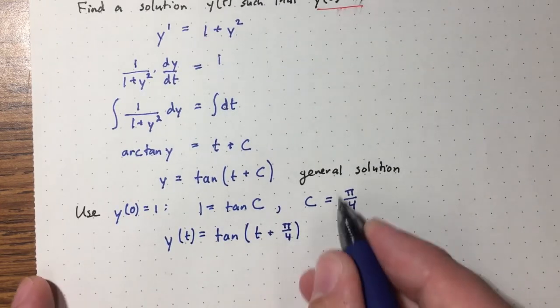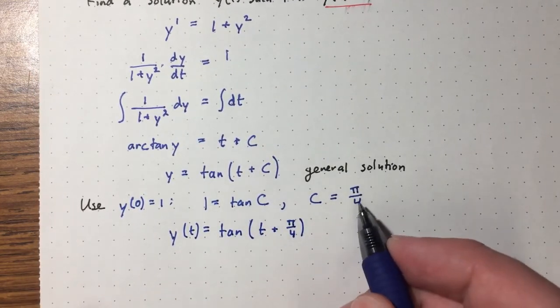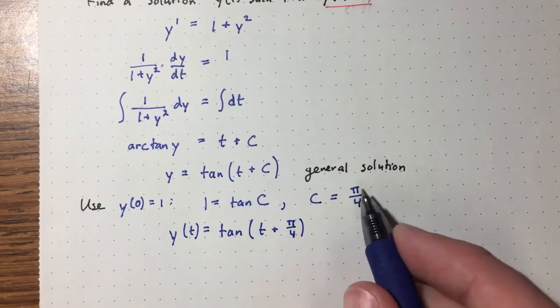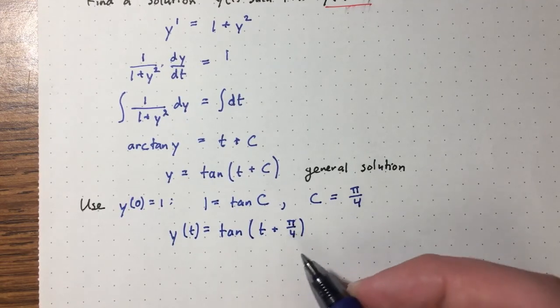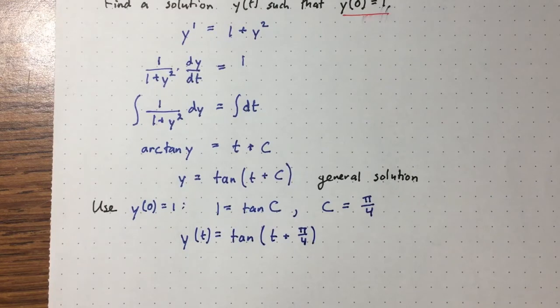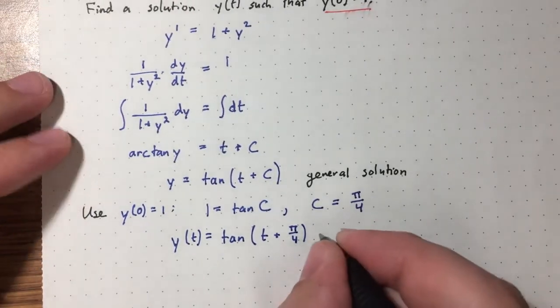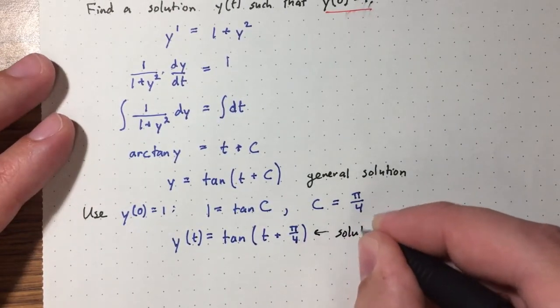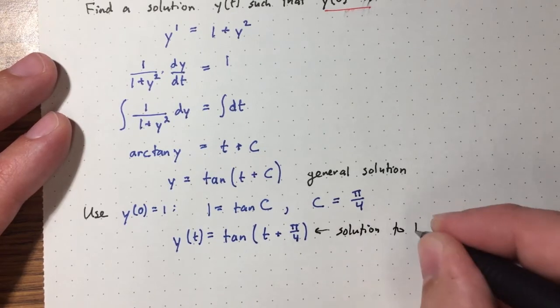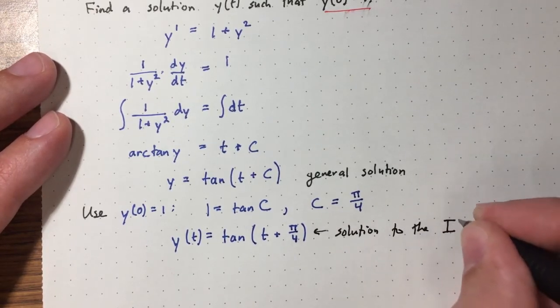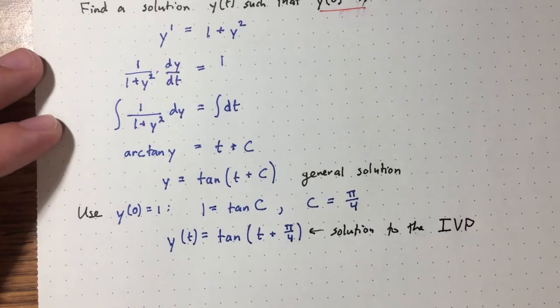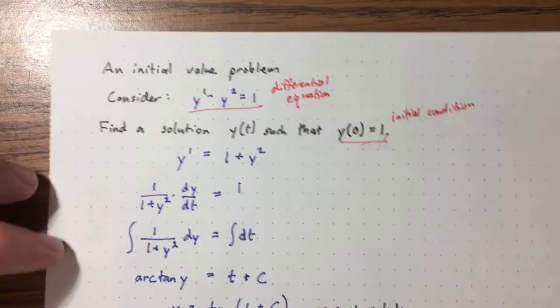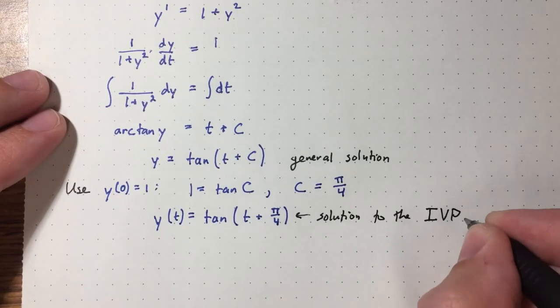And if we choose another angle that works, for example, we could add pi to the solution and get 5 pi over 4. If we chose 5 pi over 4, we'd just get the same function because the tangent function is periodic with period pi. Great. So this is our solution to the initial value problem. I'm going to write IVP for initial value problem, just because it comes up so much. So when you see IVP, that means initial value problem.